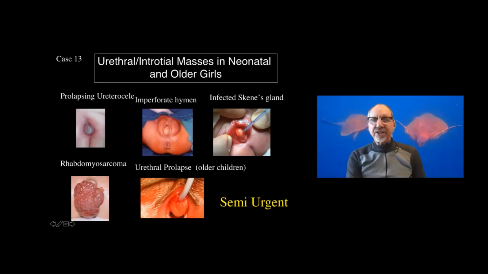In contrast to this, which is on one side, this is an imperforate hymen. So this is blood from maternal estrogen. This can be taken care of usually at the bedside, or it may go away on its own. This one happens to be a little more pronounced. The Skene's gland can also be taken care of at the bedside, and it will go away on its own. I've only seen this once in my life. It didn't look like this. It wasn't quite as protruding, but rhabdomyosarcoma, which you've read in the textbook, it can happen. And then in older children, urethral prolapse.